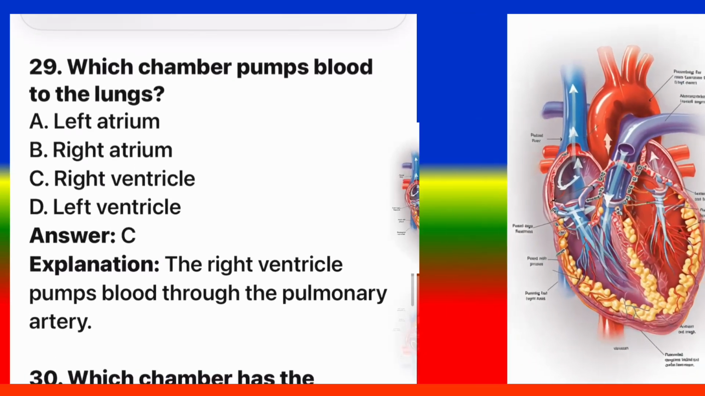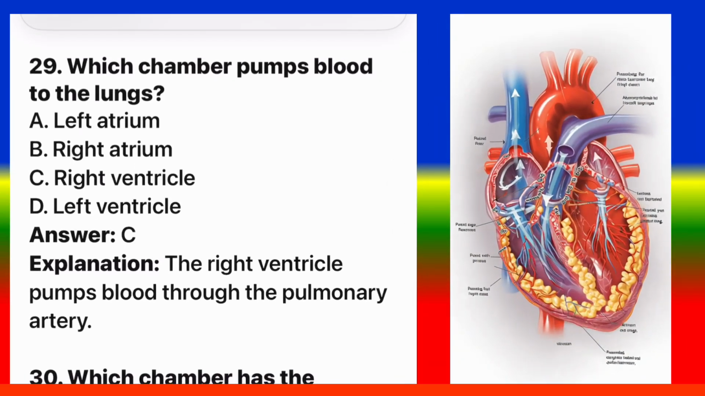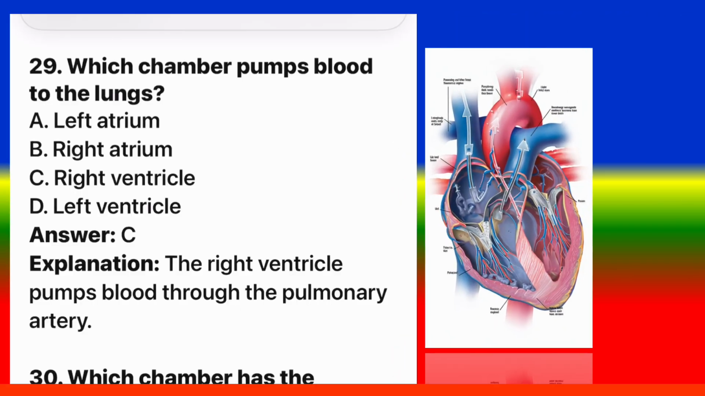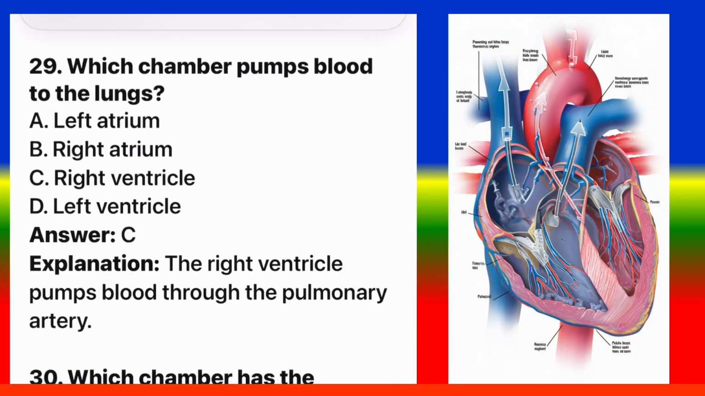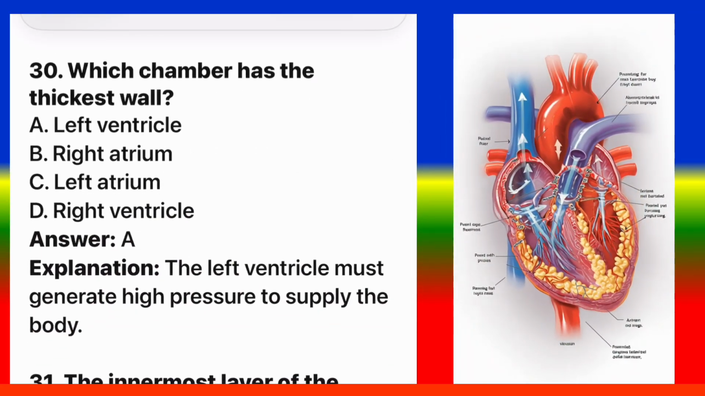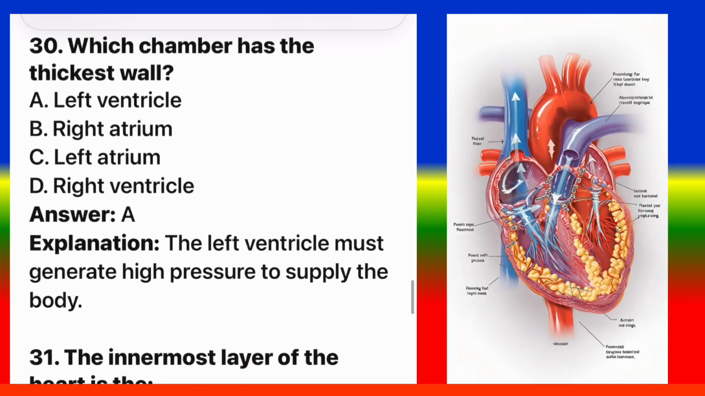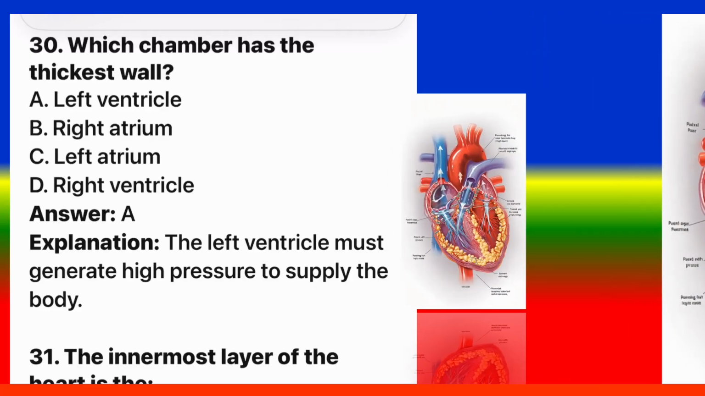29. Which chamber pumps blood to the lungs? A. left atrium, B. right atrium, C. right ventricle, D. left ventricle. Answer explanation: the right ventricle pumps blood through the pulmonary artery. 30. Which chamber has the thickest wall? A. left ventricle, B. right atrium, C. left atrium, D. right ventricle. Answer. Explanation: the left ventricle must generate high pressure to supply the body.